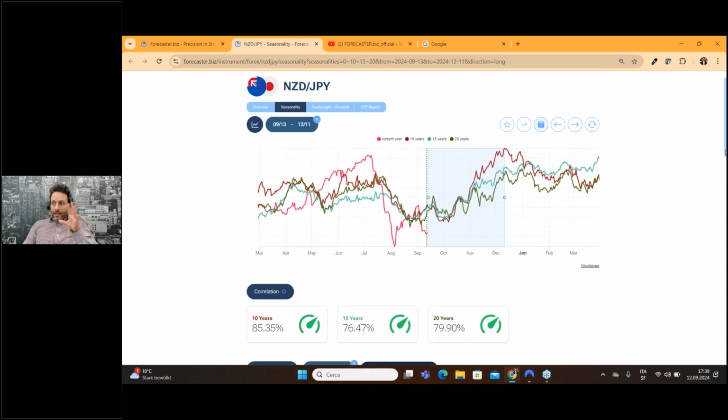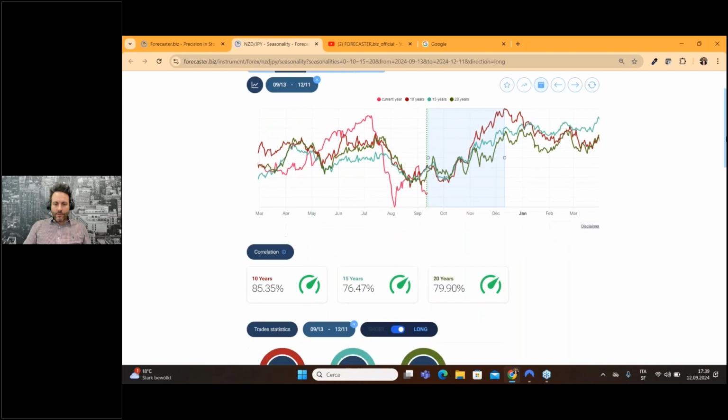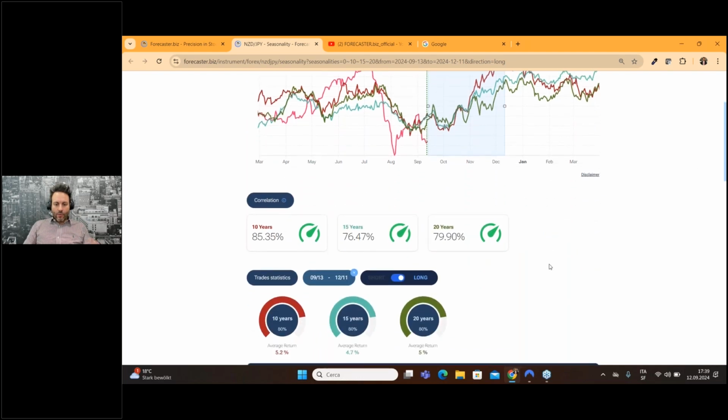So in this case, we know that we are in front of a good opportunity. The second step is to try to optimize the trade. We can find very good information: at the moment the actual price is correlated with the 10, the 15, and the 20-year seasonality. Good, perfect. We have a consistent pattern.